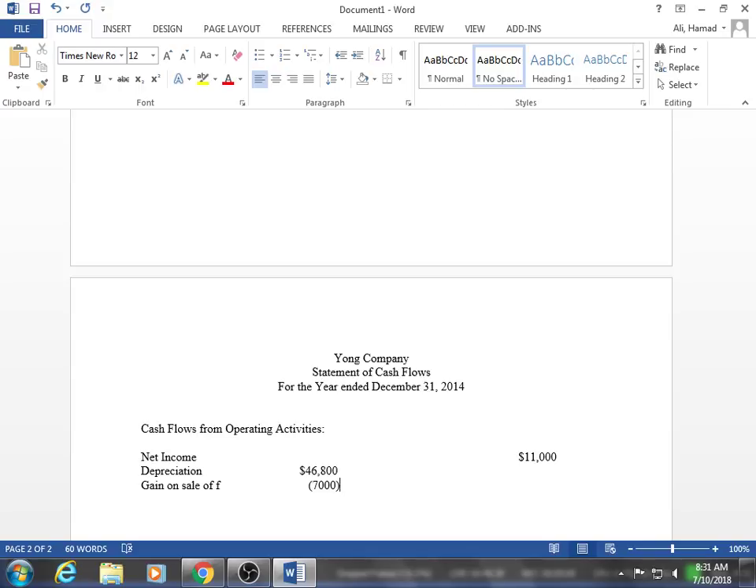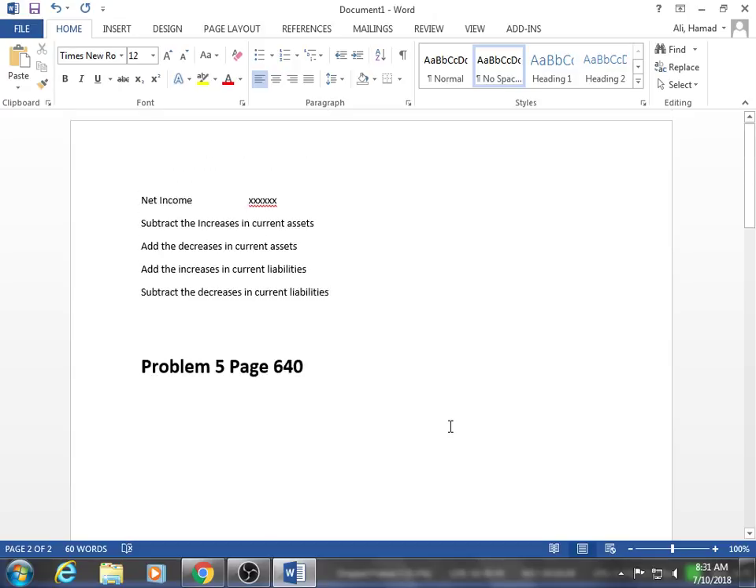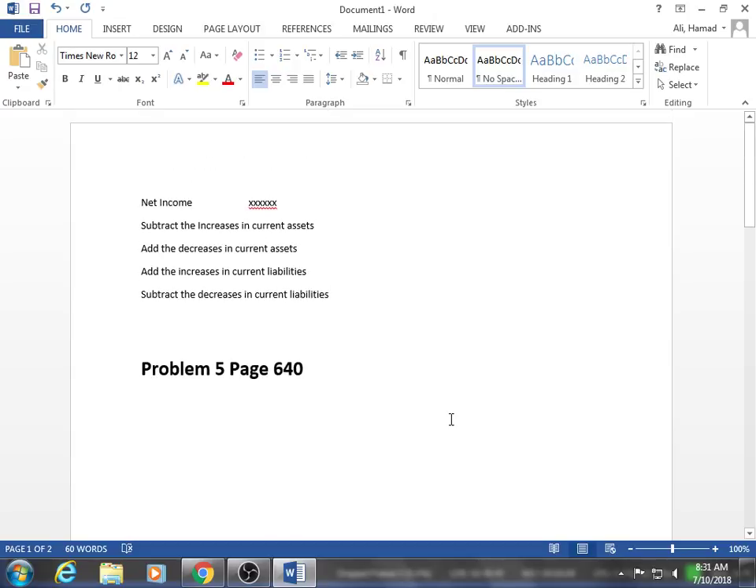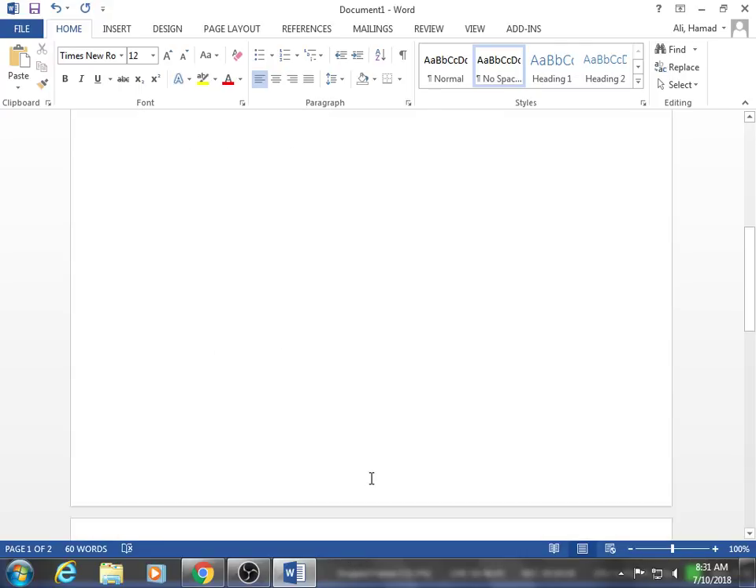Changes in current assets and changes in current liabilities. Let me remind you again of these rules. For current assets, it's an opposite correlation: you add the decreases and subtract the increases. For current liabilities, it's a mutual correlation: you add the increases and subtract the decreases. Okay, so let's go back and continue.